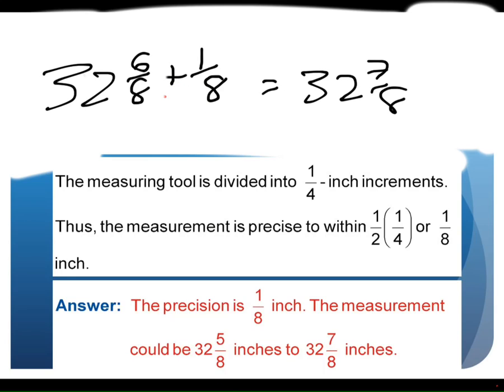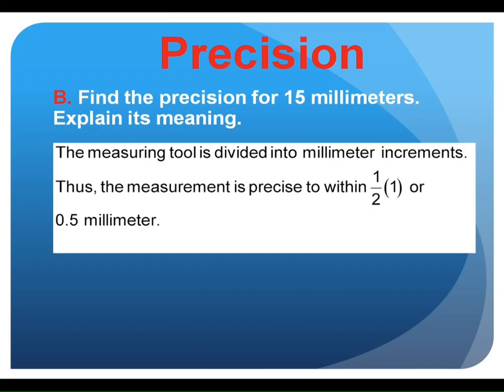So when we talk about precision, you take the smallest unit, multiply by 1/2, that's the precision. The measurement could be between the original measurement plus that precision and the original measurement minus that precision. Let's do a couple more examples, see if that makes sense.